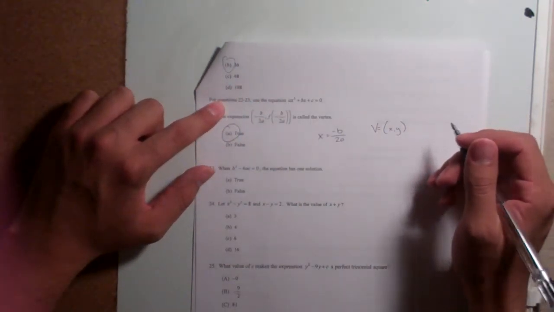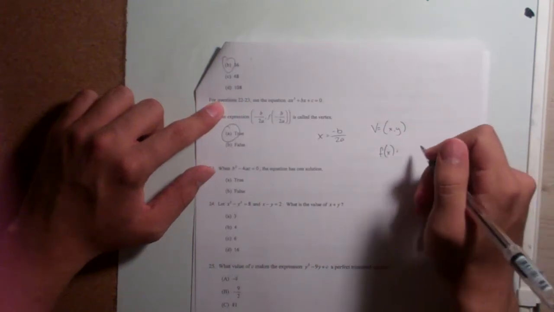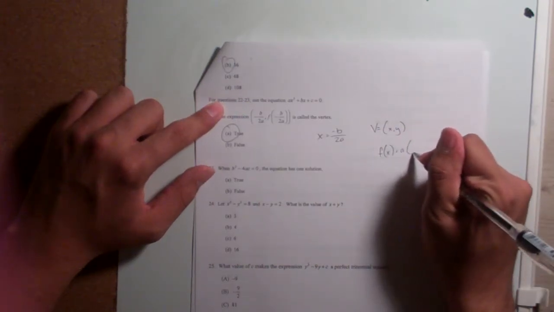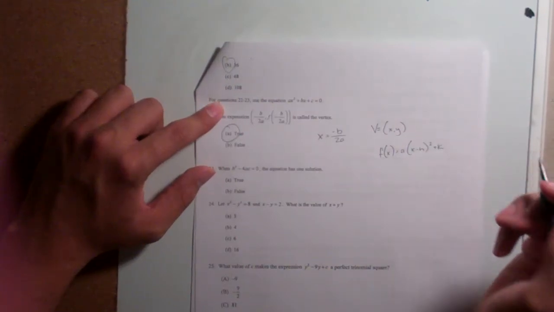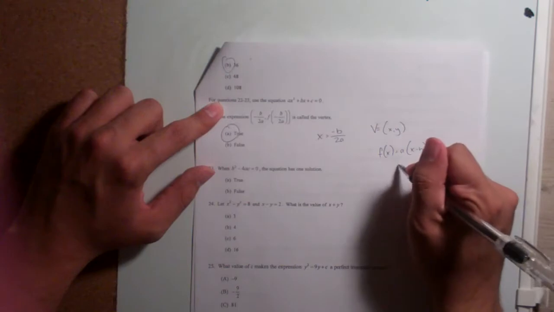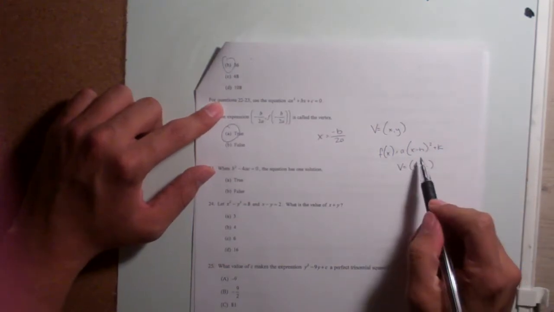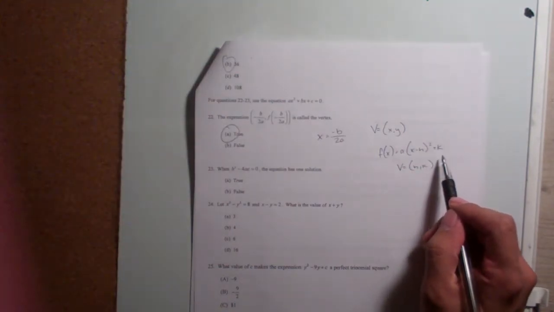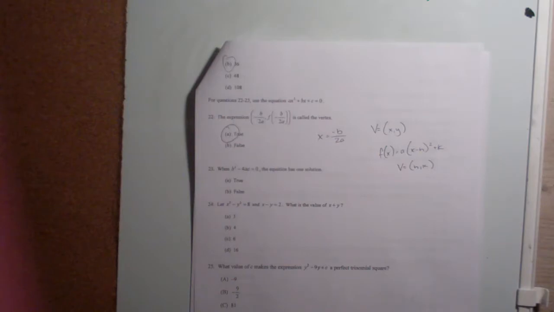If I were to have an equation in vertex form, it's super easy to find the vertex. We have f of x equal to a times x minus h squared plus k. This is vertex form, where my vertex would be h comma k. Remember, it's always the opposite of what's inside the parentheses, and then our constant is our y coordinate, where we're going up and down. All right, for number 23.